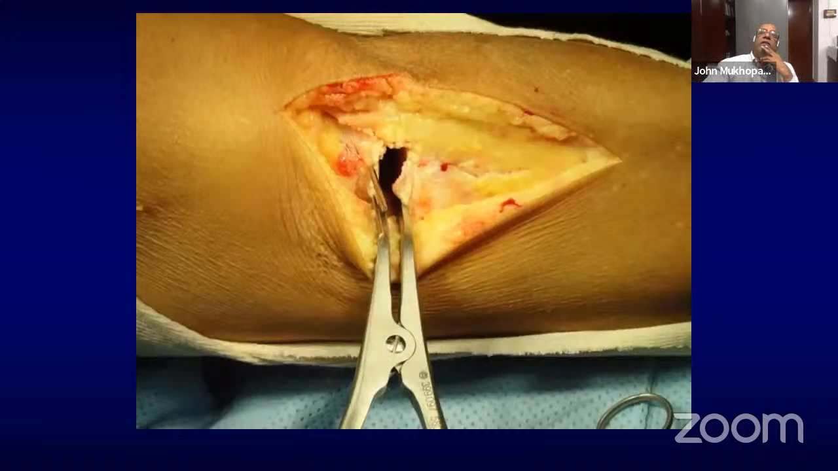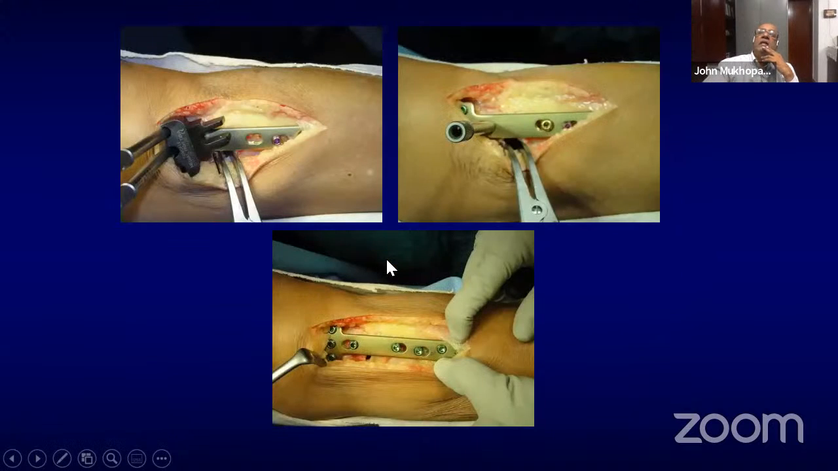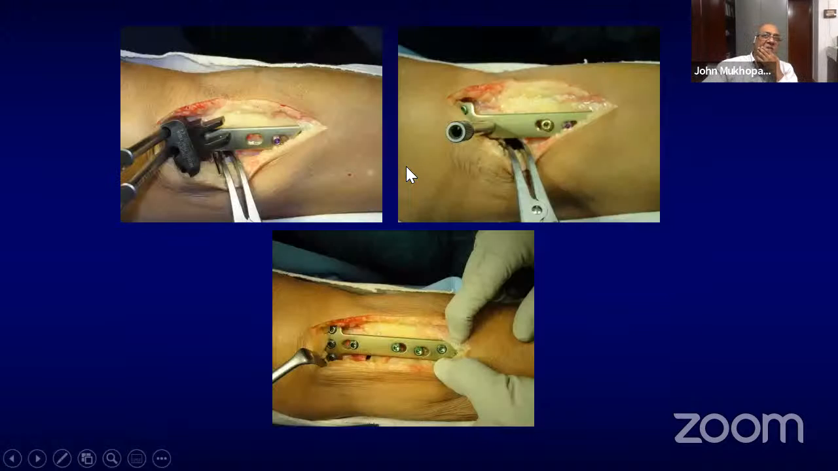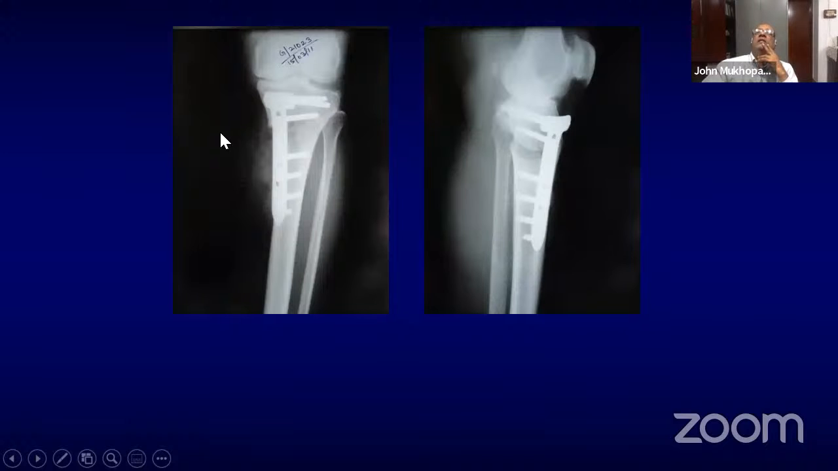Once we've got that, there's a wedge we can insert anteriorly, take out that distraction device, and then put in this laminar spreader in the posterior part so that it gives you room to put your plate in front. And then you put on your plate, and you have some locking spacers here which keep the plate off the bone so that it protects the pes anserinus tendons as it goes across. Okay, so that's your correction.